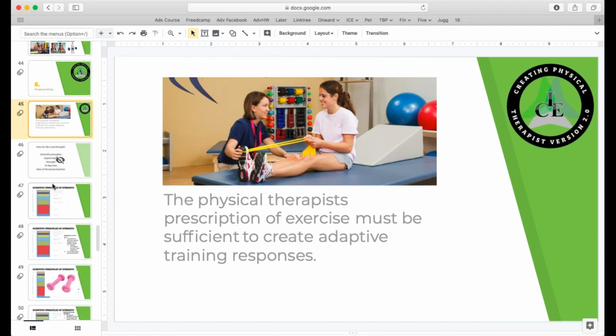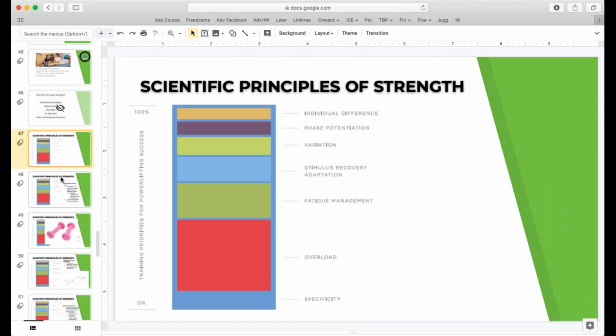I think the really important thing for us to always remember when we're prescribing any exercise to anybody is that the prescription of those exercises has to be sufficient enough to create an adaptive training response. We can't just stick to low load, light resistance exercises for 3 sets of 10. That does not create an adaptive training response. And so let's dive into the scientific principles of strength. This graph here is from the book, The Scientific Principles of Strength, which is a great book to check out. And let's talk through a couple of these variables.